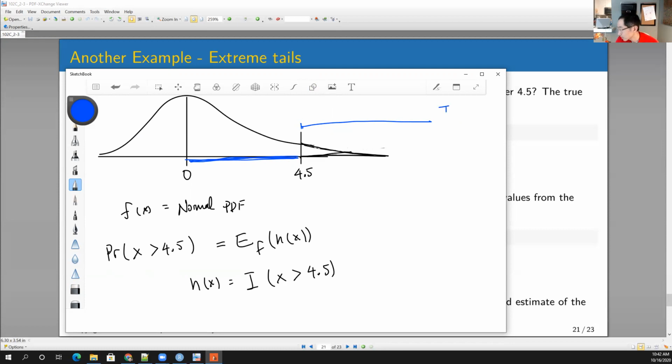All right, so the indicator function of x greater than 4.5 looks like this, where it is 0 and 1, obviously not on the same scale as the density. We want to know how often we end up over here, and the problem is that when we generate values from the normal distribution, 99.999% of the values are less than 4.5. In a million, we only got 2 hits that were greater than 4.5.